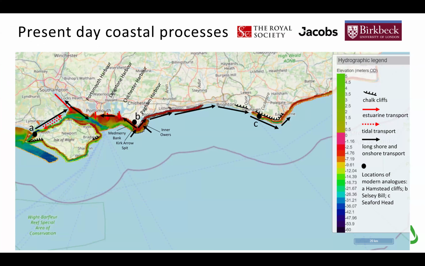At the present day, you have very few cliffs. So you have some cliffs on the Isle of Wight over here on the west, these little hatched signs, and then cliffs over here near Eastbourne and Seaford. And then in between, the type of coastal environments we have are much more low-lying. And you can see that just shows you where the longshore transport goes.